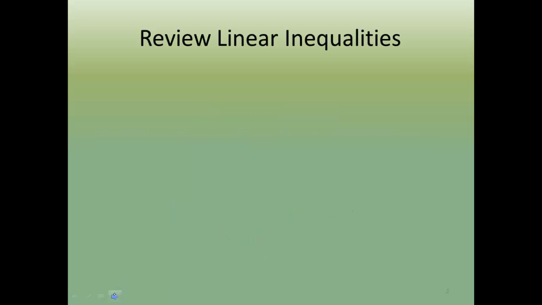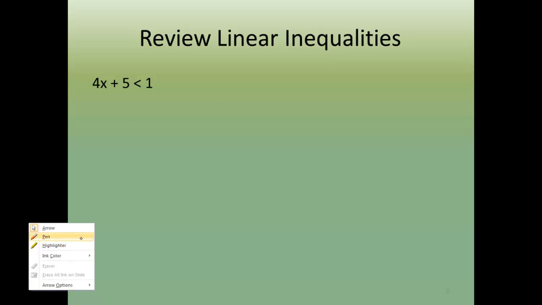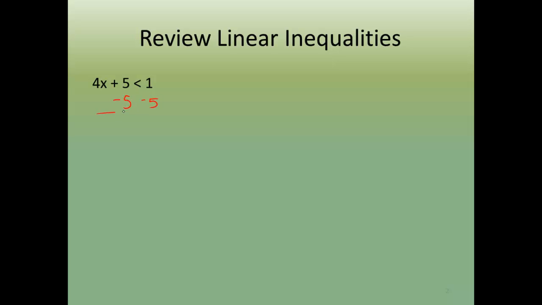Now, before we do that, I want to just remind you how do you solve a linear inequality? So we go ahead and we normally subtract 5 and divide by 4. And if I were to divide by a negative number here, I'd have to flip the inequality. What I divided by, 4, was positive, so I'm okay.